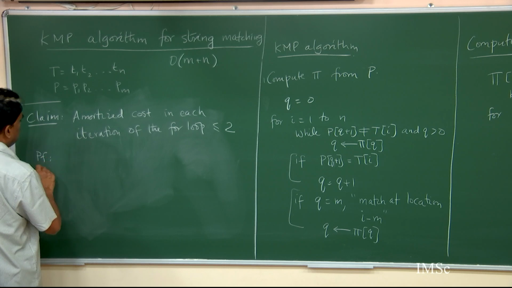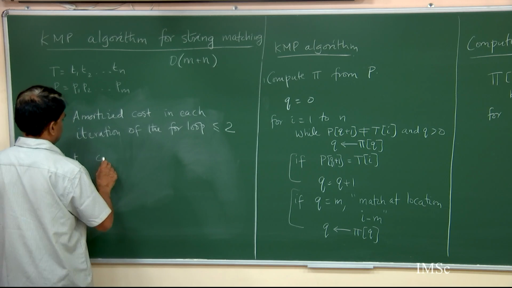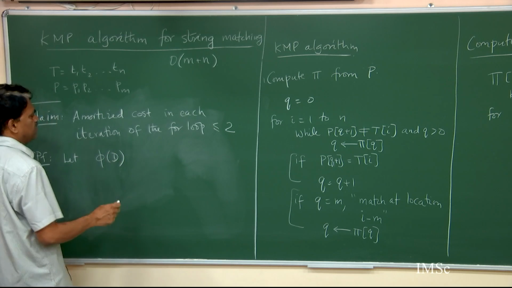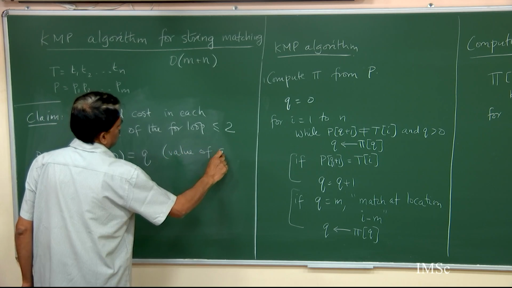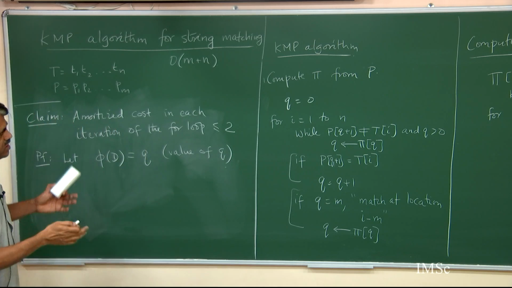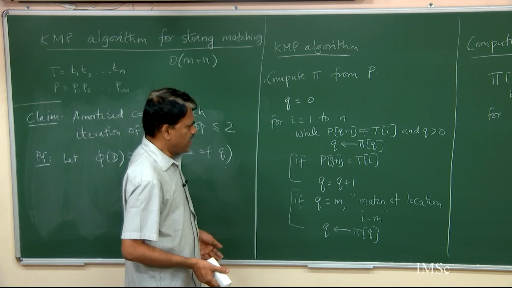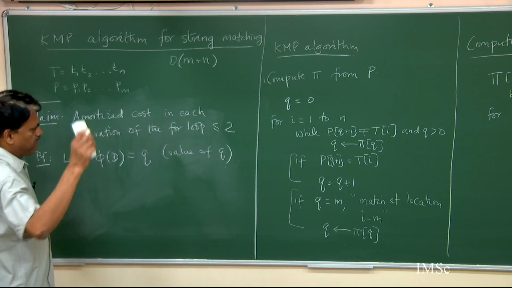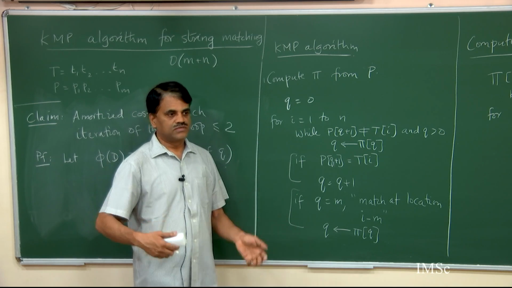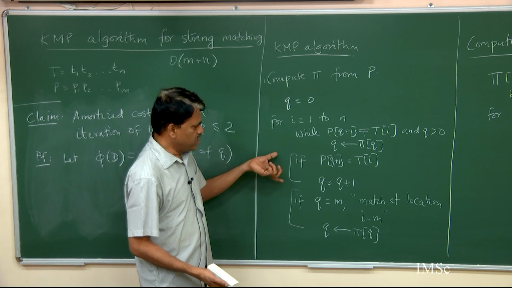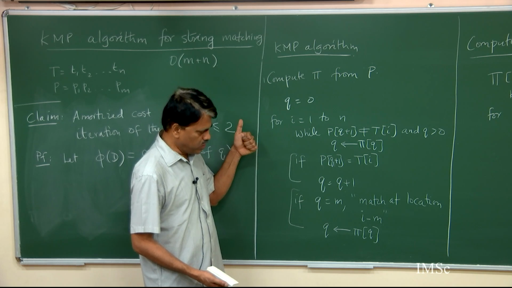Using a potential argument, let the potential of my data structure be the value of q. The data structure is nothing, basically q is a variable which keeps changing, and let us say q is the potential. Then we know by our mechanical formula that the amortized cost is actual cost plus the potential difference, right. So, in this case the actual cost, I am just comparing and incrementing it. So, that is 1 unit of time.